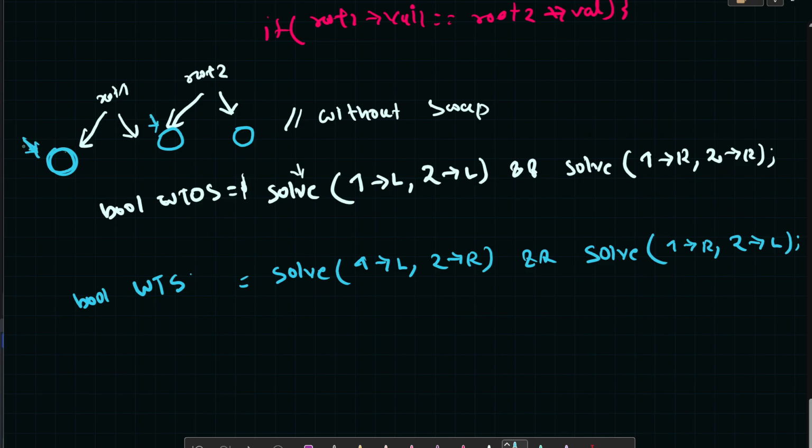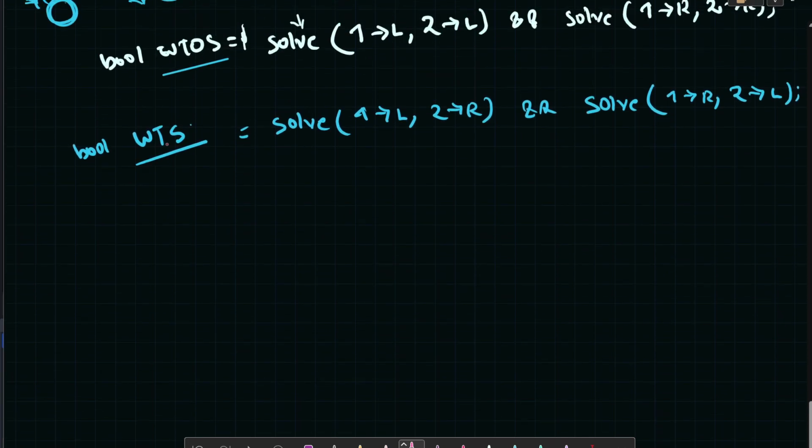So we just move to checking the left values with the right values. Clear? Now we have two answers, without swap and with swap. It means that some of the nodes need swap and some of the nodes do not need swapping. In both cases, if any one of them returns true, then definitely both trees are equivalent. So in that case, we simply return without swap or with swap.